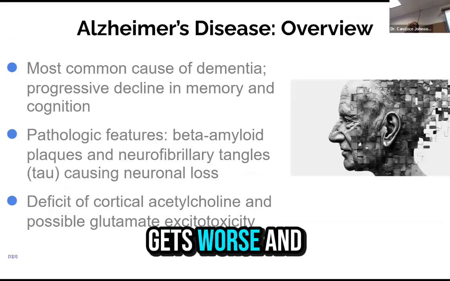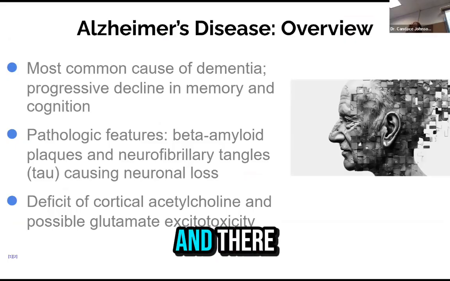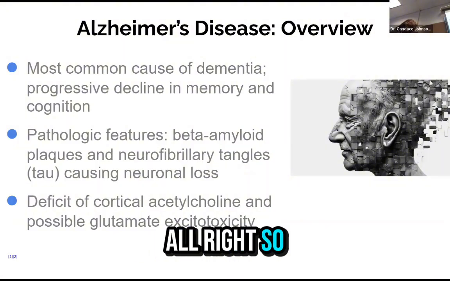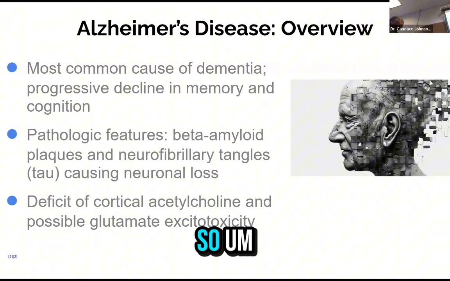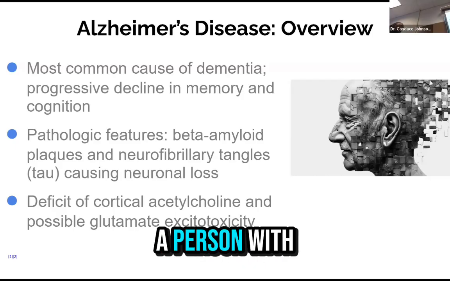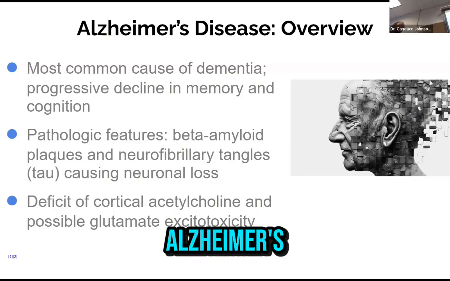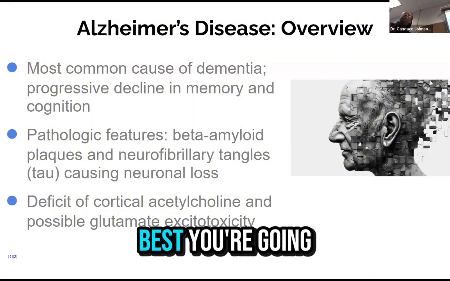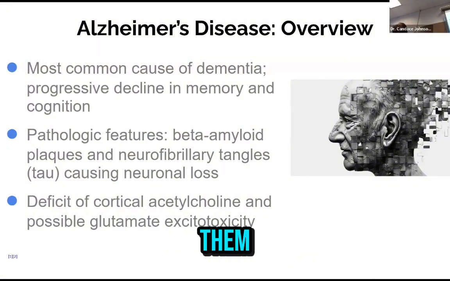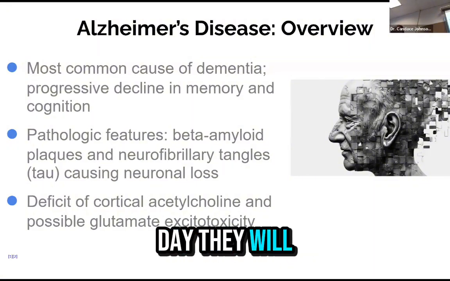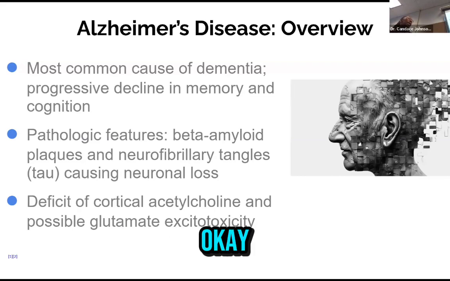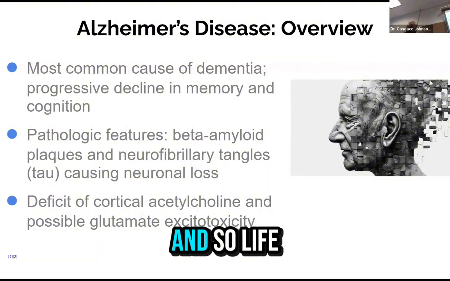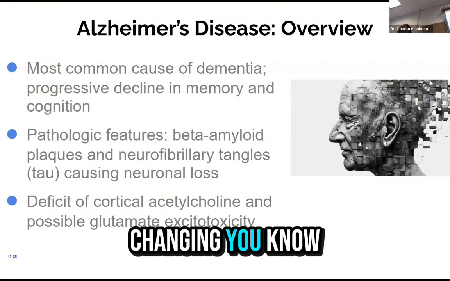Yeah, it just gets worse and worse. There's no cure, and the disease itself progresses. All right, so progressive decline. So if you know a person with dementia or with Alzheimer's, then you know every day that you see them, that's the best you're going to see of them, that the next day they will just continue their decline, okay? Which is so stressful for a caregiver and so life-changing for caregivers.